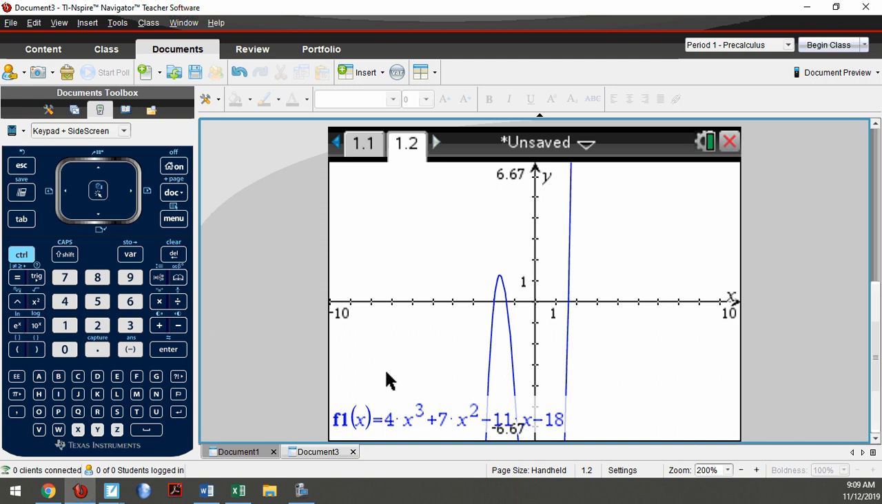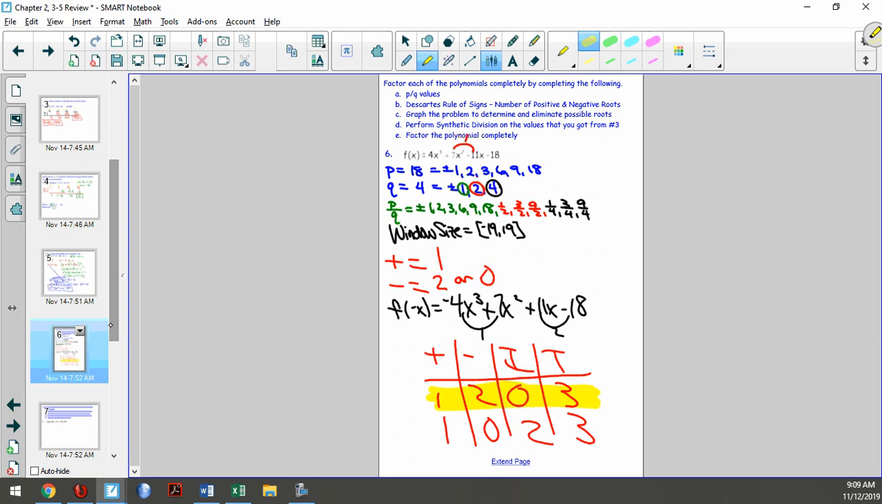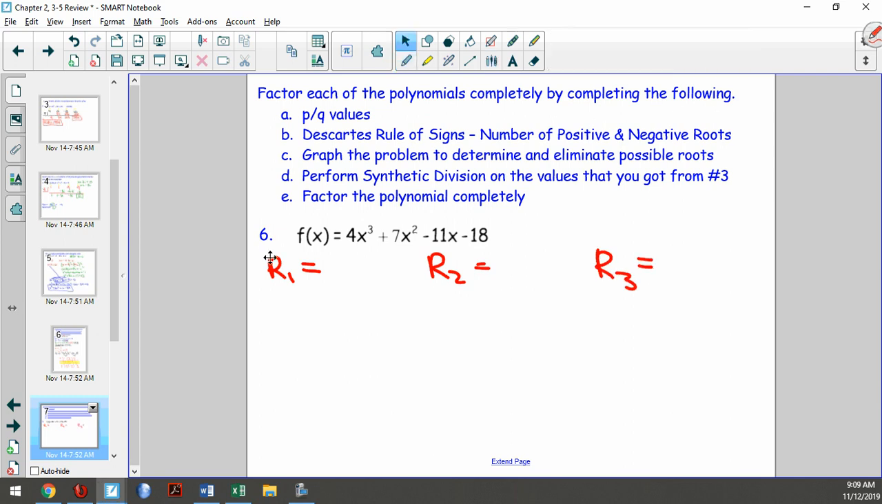Now, how many negative roots do you see up there? 2, and how many positive? So I'm going to come back over here and I'm going to highlight what I know I'm supposed to be looking for. Do we all understand that, yes or no? Now, the next thing we need to do, this is the same problem, is I want to find root 1, root 2, and root 3. Because guess what? My goal is to factor this thing completely.